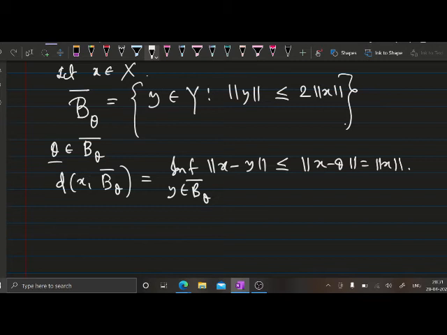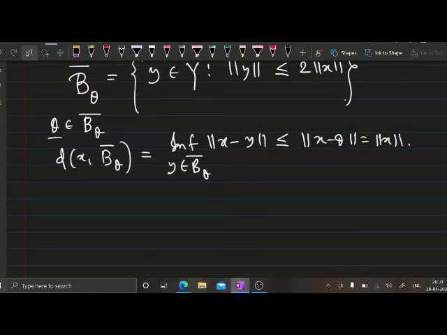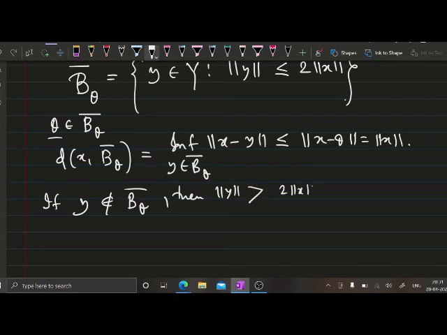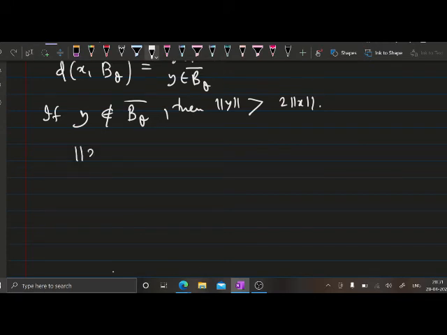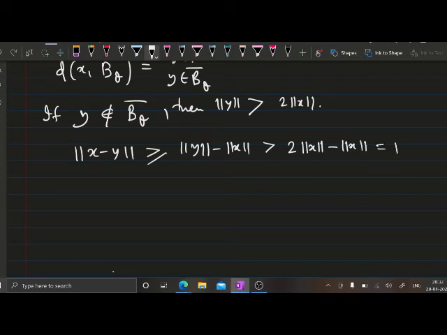Okay. So, this proves that d(x, B_theta_bar) is less or equal to norm x. Now, it is a fact that if y is a vector outside this closed ball, then its norm will be strictly greater than 2 norm x, as per the definition of B_theta_bar. And in that case, norm of x minus y will be greater or equal to norm y minus norm x. Okay, so this is strictly greater than this.